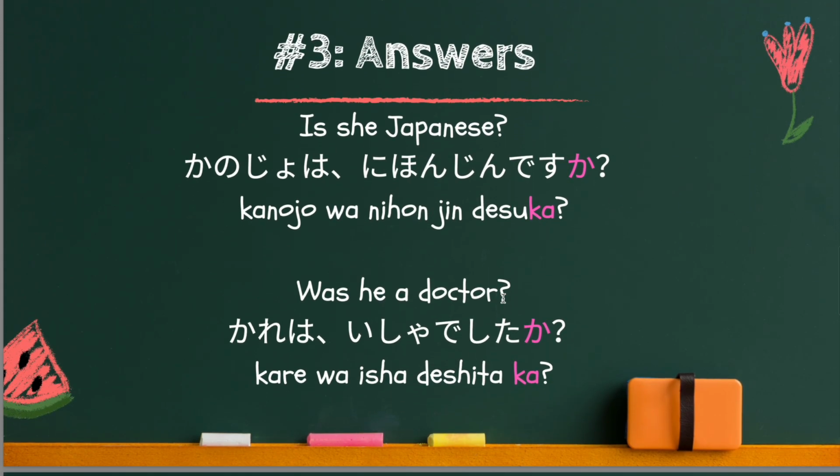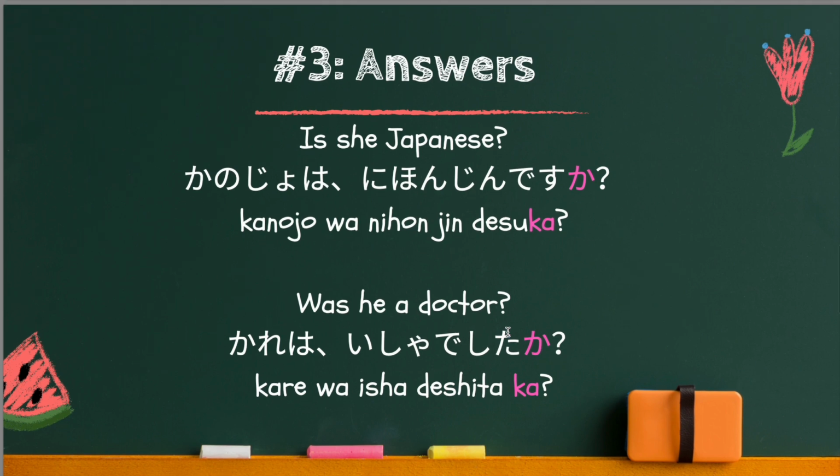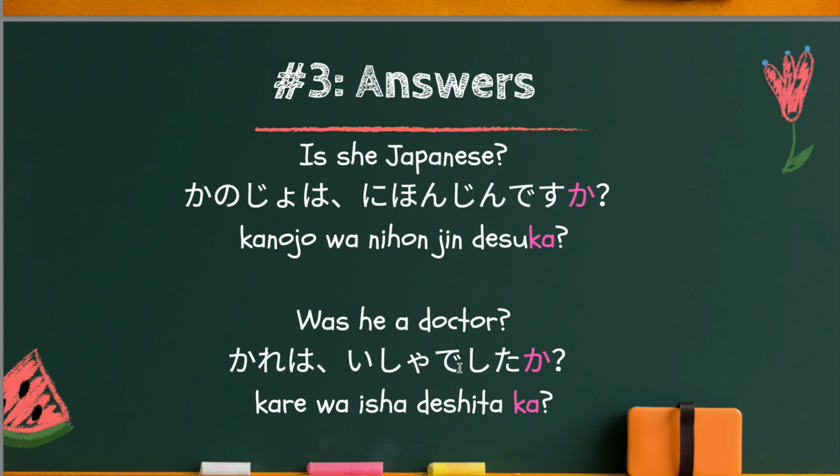Is she Japanese? 彼女は日本人ですか? So, all you have to do is to add ka at the end. That's it. Second, was he a doctor? 彼は医者でしたか? So, once again, just add ka at the end. That's it. So, this is the past tense. Even if this is the past tense, the sentence structure remains the same. All you have to do is to add ka. That's it.